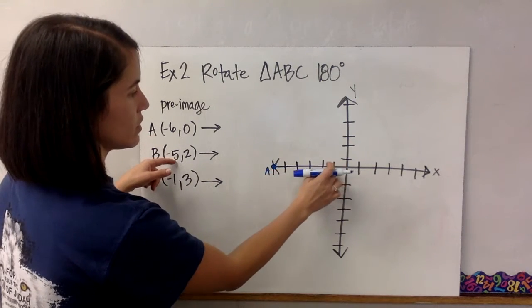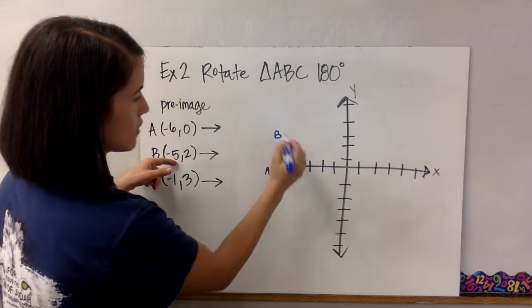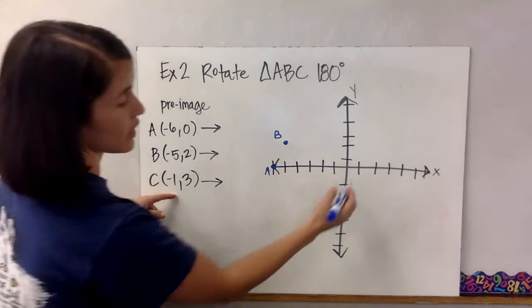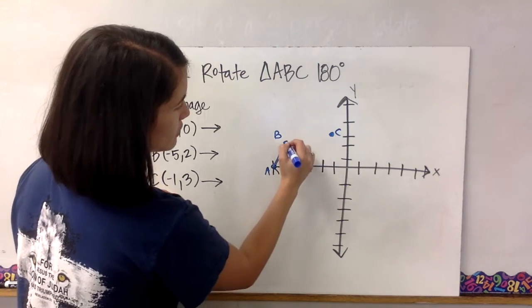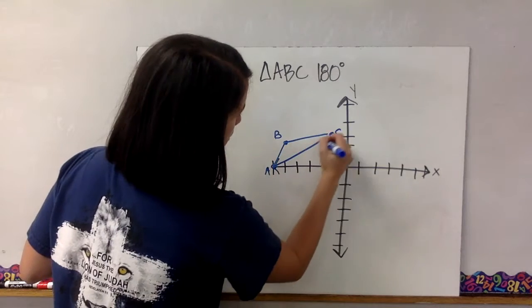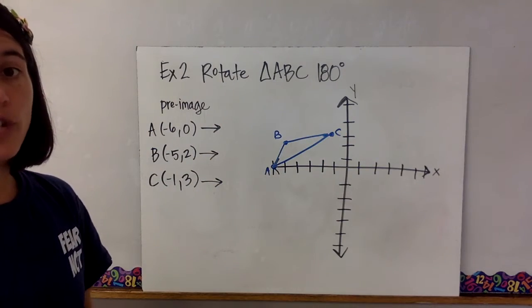Negative 5, 2, up 2, and then negative 1, 3. Negative 1, 1, 2, 3. So we have a triangle. And that is our pre-image, that's our original image. We are going to rotate it.